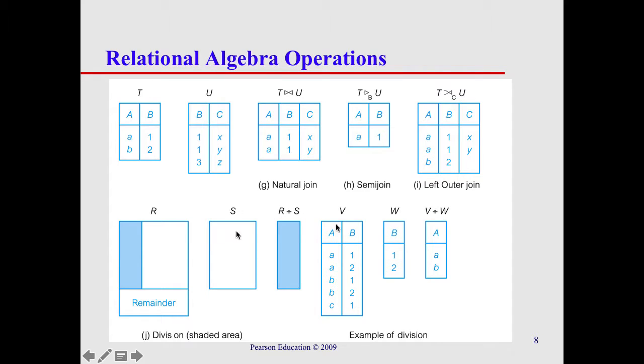and, well, actually we're dividing W into V. So here's W. So we want everyone who's done both activity 1 and activity 2. Well, if you look over here, A has done both activity 1 and activity 2. B has done both activity 1 and activity 2, but C has only done activity 1. So in our result, we want A and B because they are the two that have done all of the activities in W. Does that make sense? Yes.